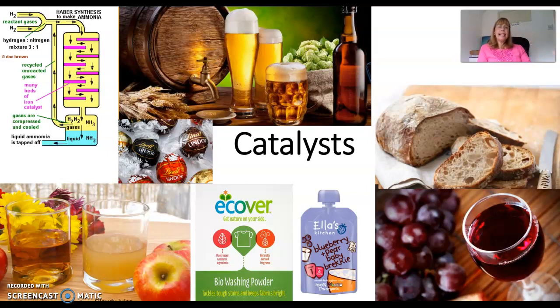Ever wondered how come you can get cloudy apple juice and clear apple juice? That is due to the work of another catalyst, which is an enzyme called pectinase. What a cool name, pectinase. And again, all enzymes tend to end in the letters ase, pectinase. So pectinase breaks down the cloudy bits in your apple juice, leaving it all lovely and clear, if that is your preference.